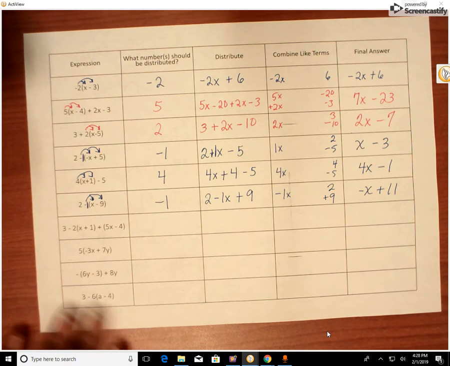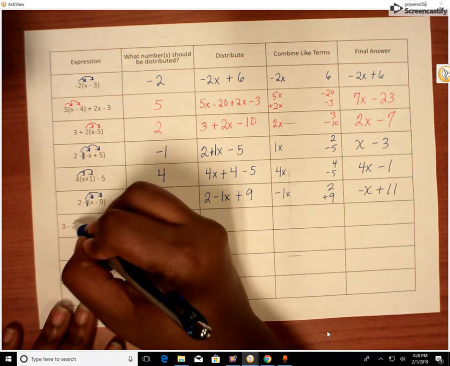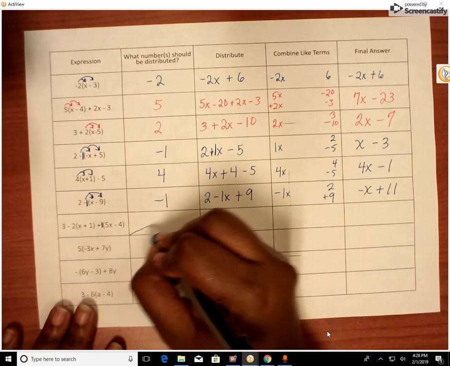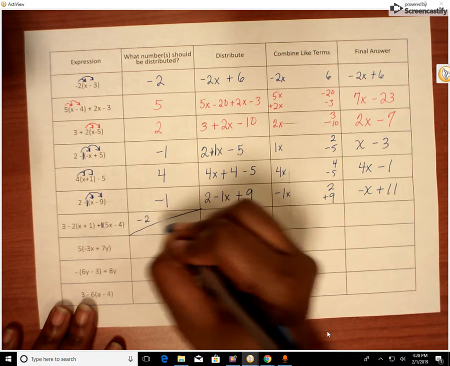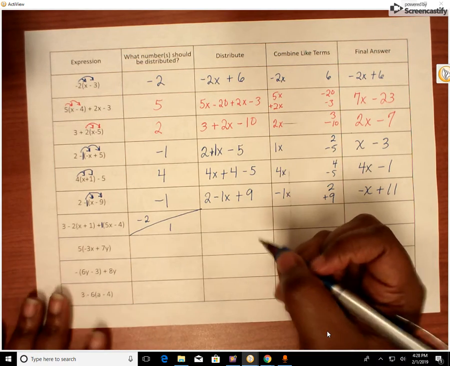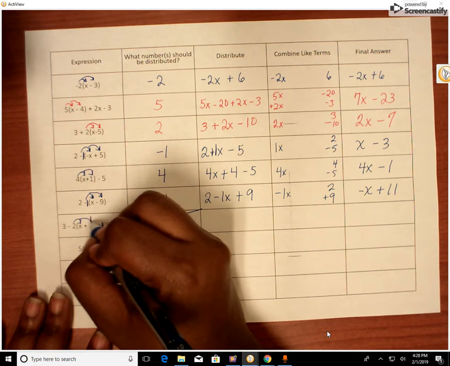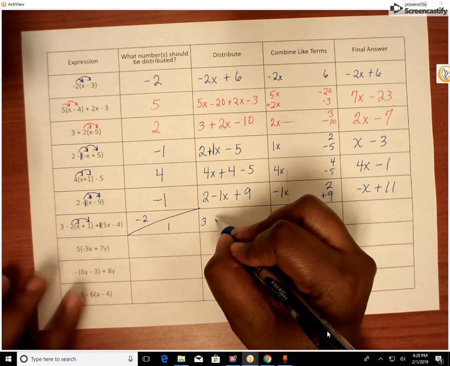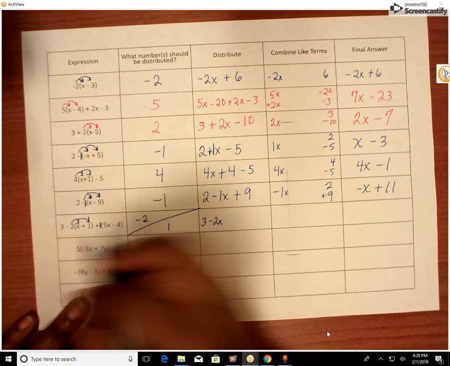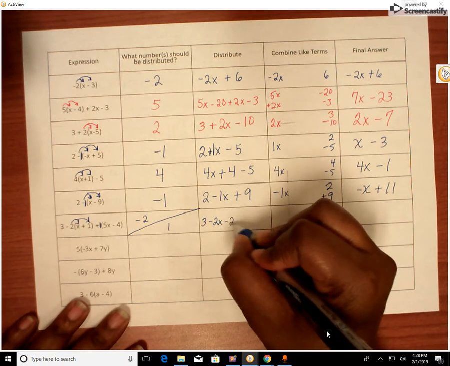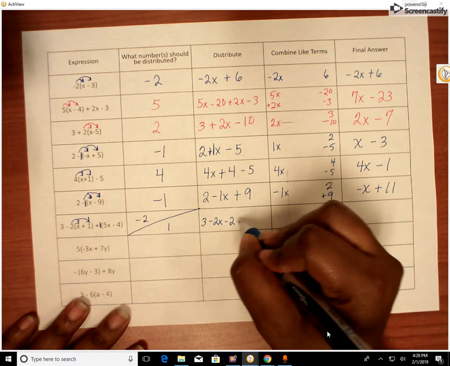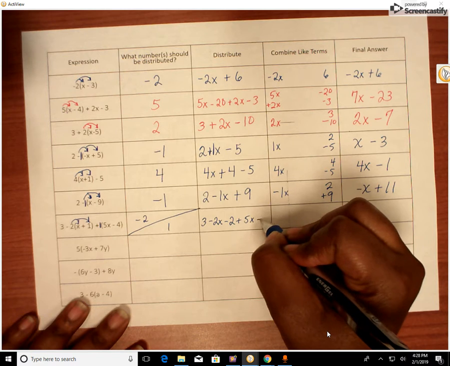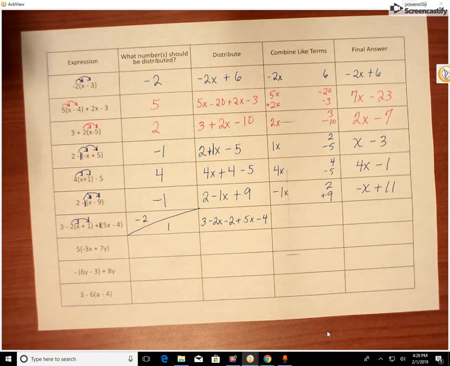So now we need to distribute here. But here we have 2 parentheses. That's a positive 1 and that is a negative 2. So we need to do a negative 2 and a 1. So the 3 stays the same because there's nothing with the 3. Negative 2 times x is negative 2x. Negative 2 times positive 1 is a negative 2. 1 times 5 is 5. 1 times minus 4 is minus 4.